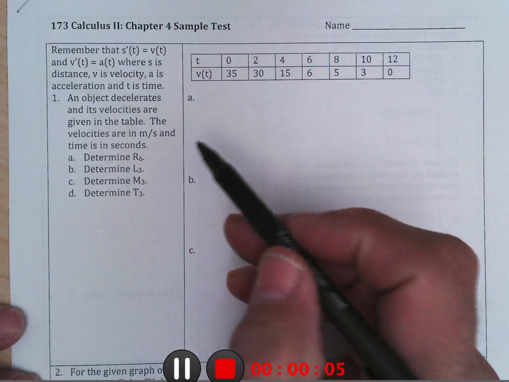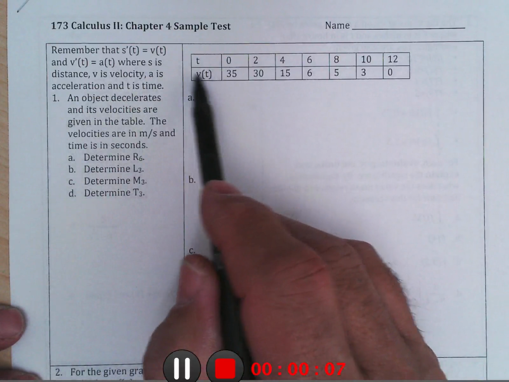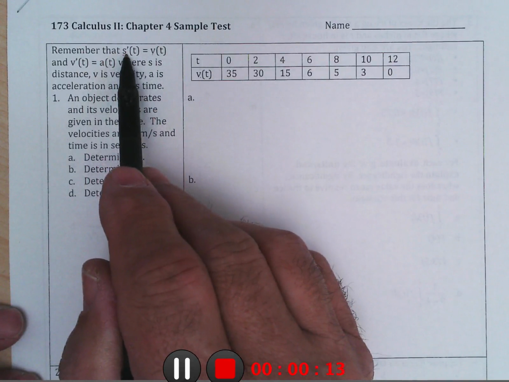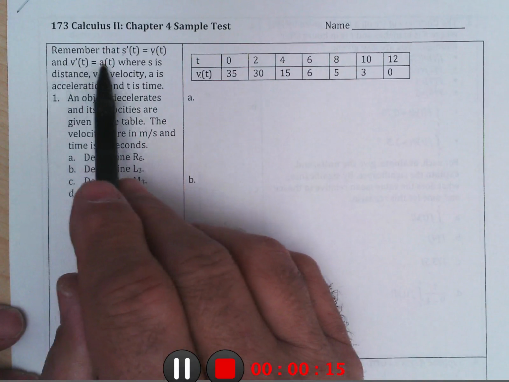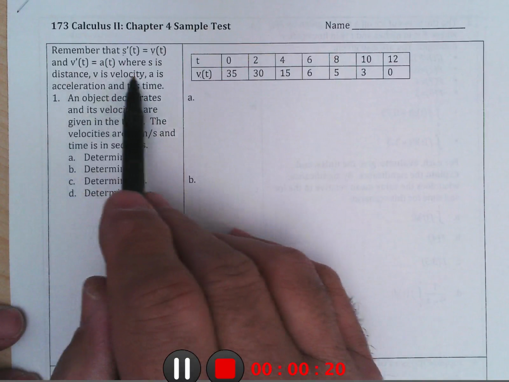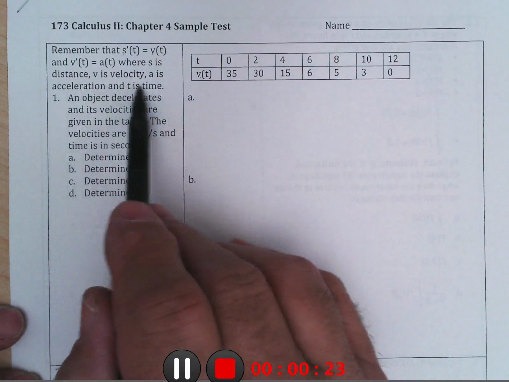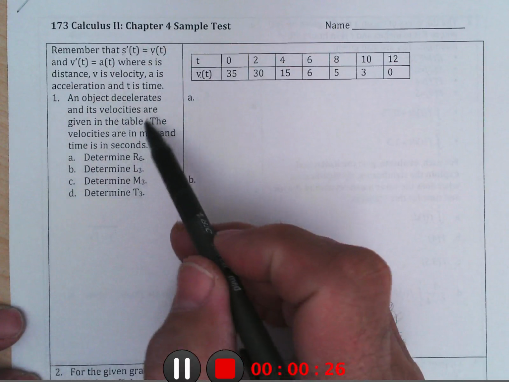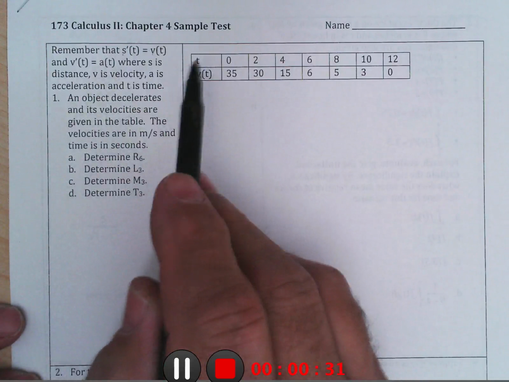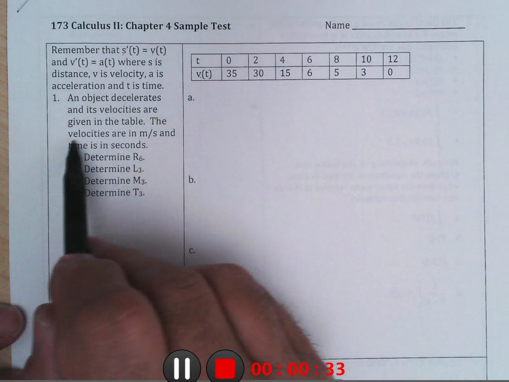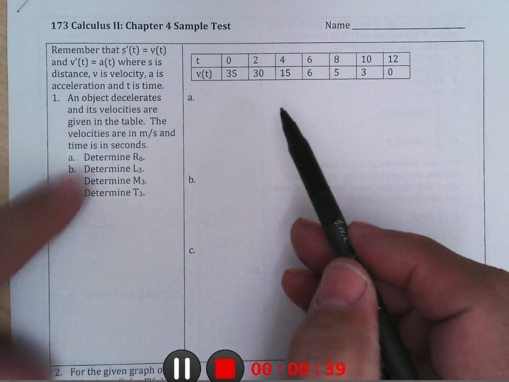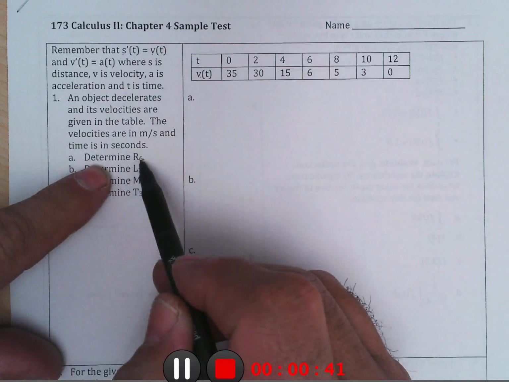So this is the velocity, and it's the derivative of the distance, and the derivative of velocity is acceleration. s is the distance, v is the velocity, a is acceleration, and t is the time. It says an object decelerates, and its velocities are given in the table. The velocities are in meters per second and times in seconds. It says do Riemann sum right 6.